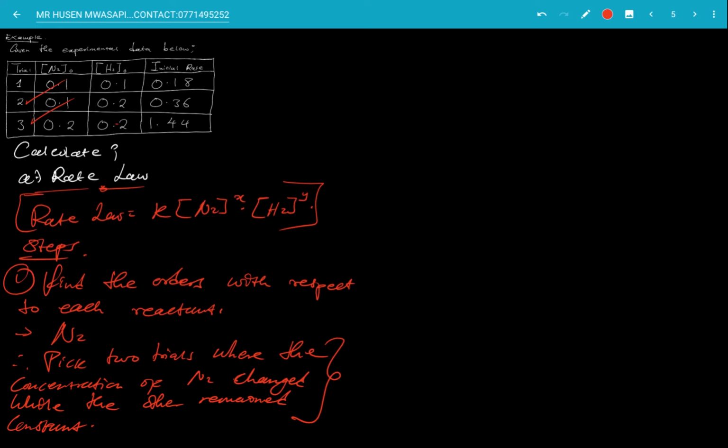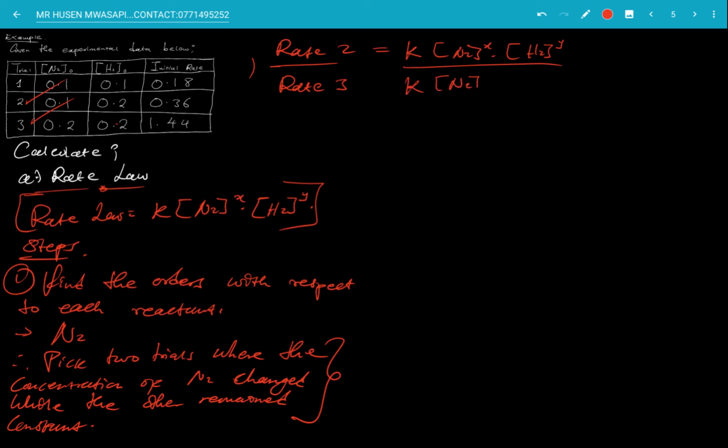So what we'll do is say rate 2 will give us a rate law of K times the concentration of the first reactant raised to X, times the concentration of the second reactant, which is H2, raised to Y. This is going to be ratioed out with the rate law of rate 3, which is the same thing: N2 to the X, then H2 to the Y.